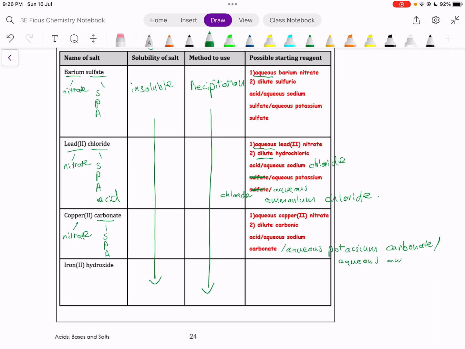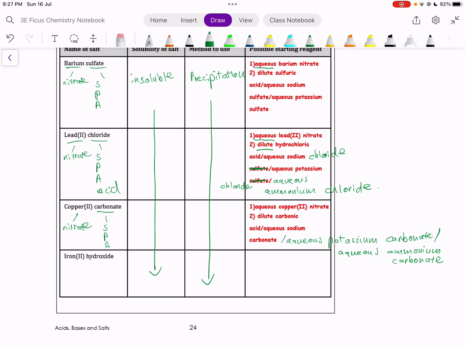Or aqueous ammonium carbonate even. Right, then you have iron 2 hydroxide. In this case you can use sodium or potassium, but you cannot use ammonium, because there's no such thing as ammonium hydroxide. So in this case iron 2 you can go with nitrate as always. So this one, number 1, is aqueous iron 2 nitrate.